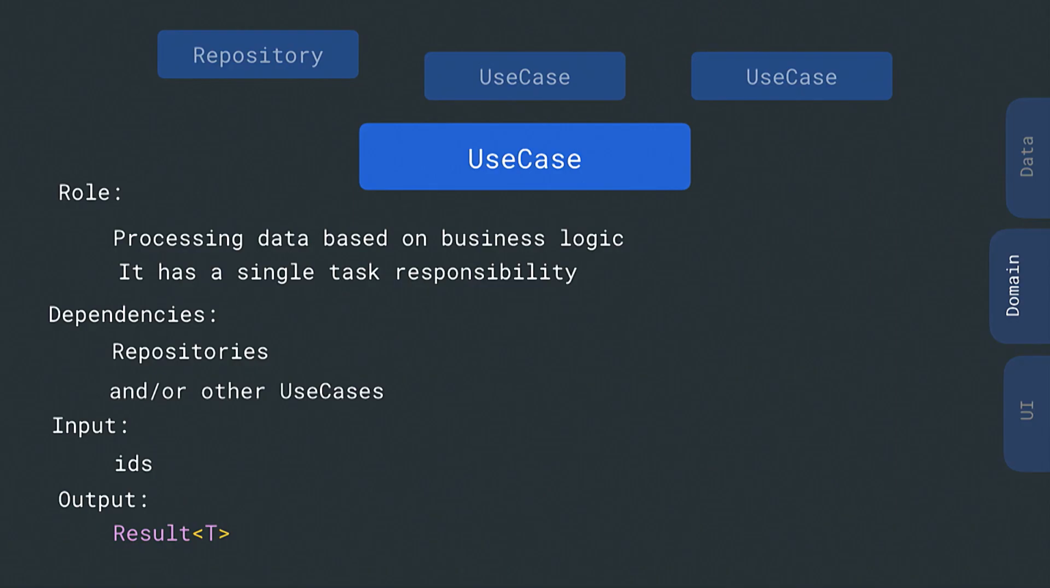So the role of the use case is to process data based on business logic. It would depend on repositories and other use cases. It would get IDs as an input, and as an output a result of type T. And what's extremely important is that the use cases should have a single task responsibility. And you'll say, OK, but shouldn't all classes have this? Yes, but these use cases should really be light and reusable. And we wanted to find a way to enforce this single task responsibility.